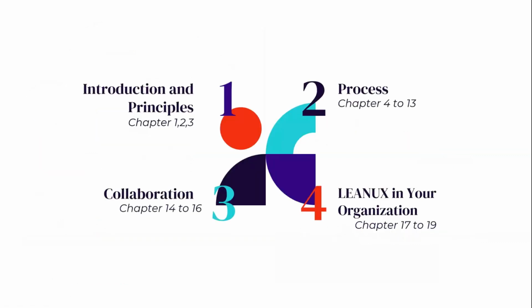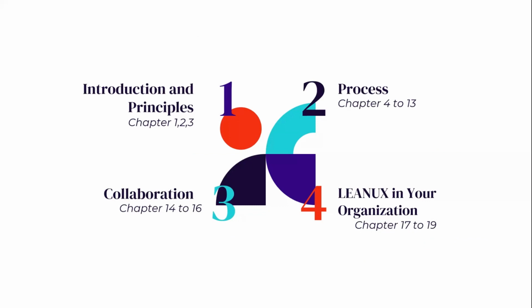I want to give an overview about how the author has organized this book. Basically, Jeff divided the entire book into four parts. The first part deals with the introduction and principles of Lean UX, where the principles driving Lean UX, different concepts, assumptions, hypotheses, personas, and all those things have been discussed.